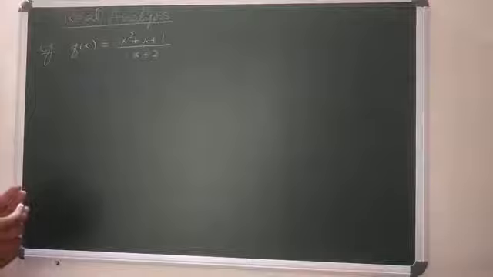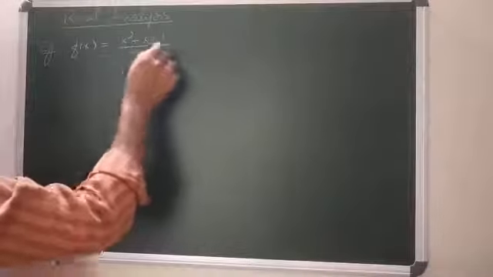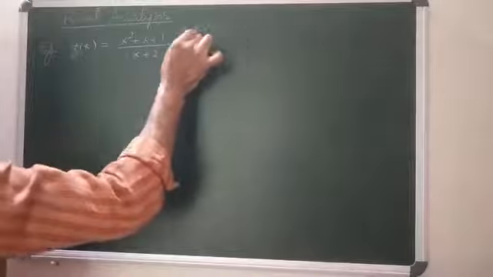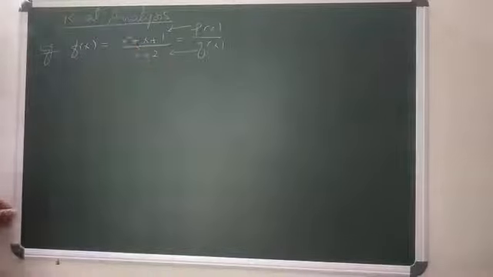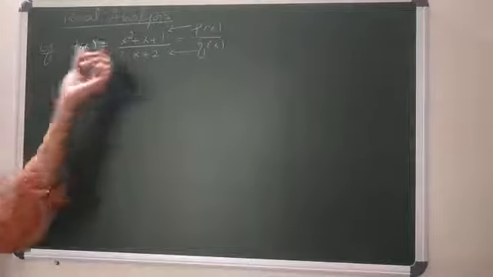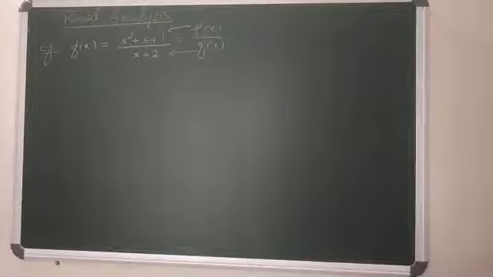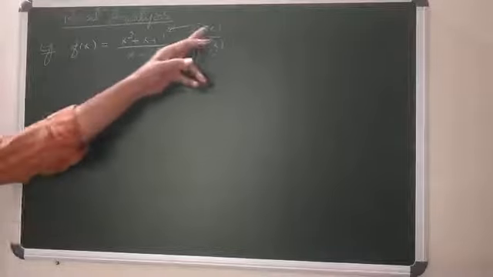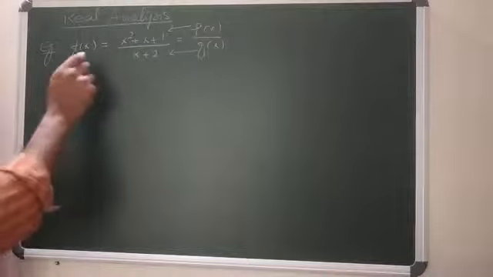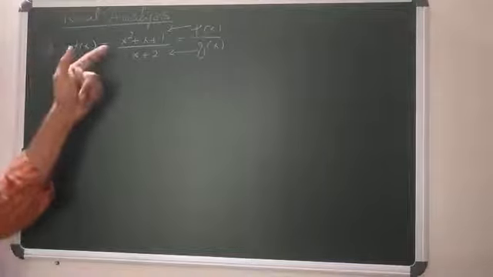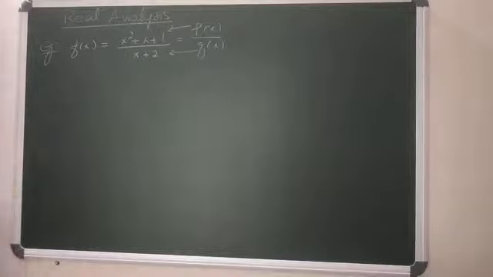Clearly this function is continuous. Why? Because it is of the form p of x by q of x, where p of x is the numerator and q of x is the denominator. We know that both p of x and q of x are polynomial functions, and they are continuous. And when p of x and q of x are continuous, p of x by q of x is also continuous. So in the light of that argument, we can conclude that f of x equals x square plus x plus 1 by x plus 2 is also a continuous function.